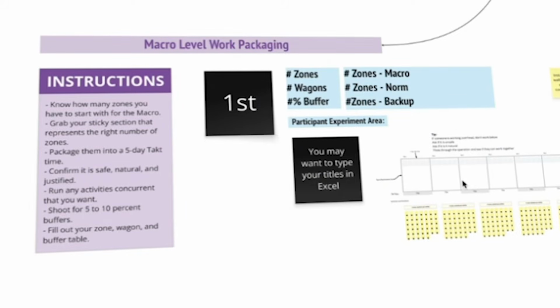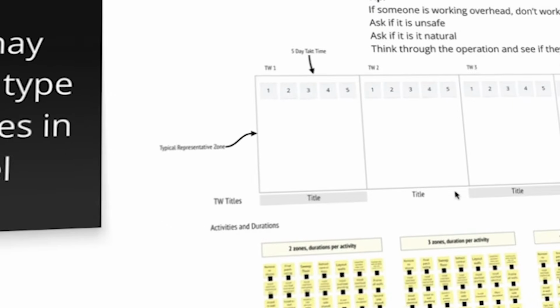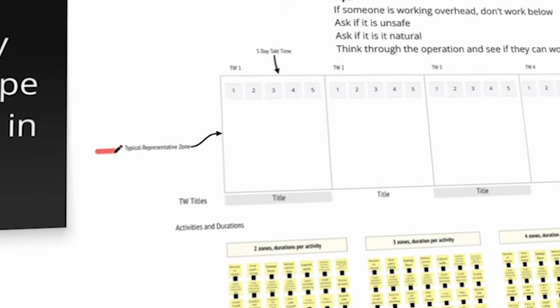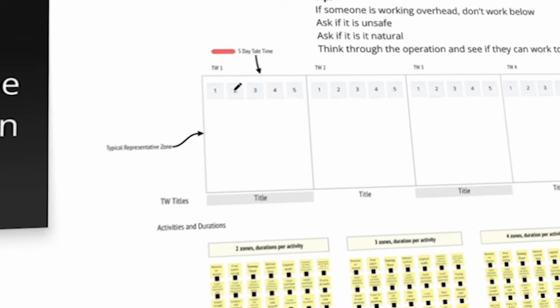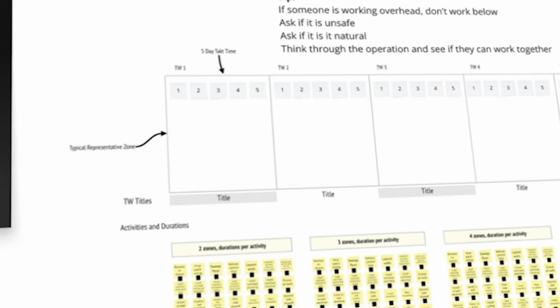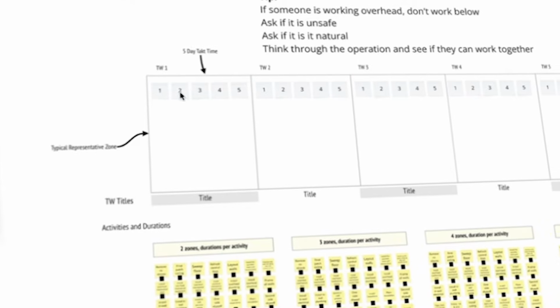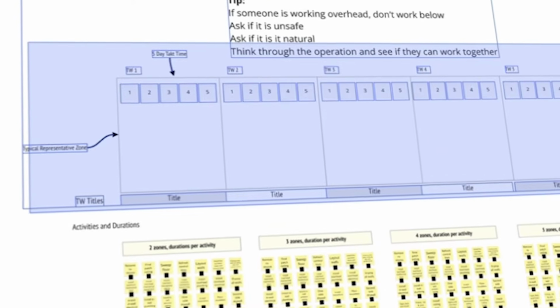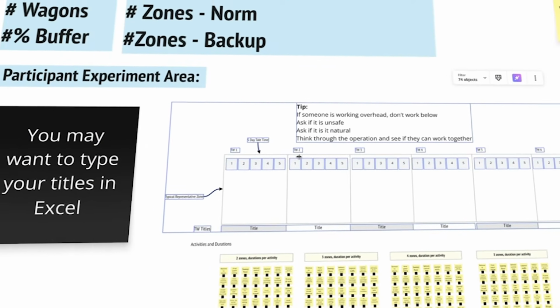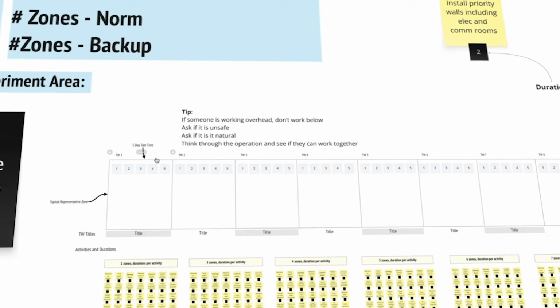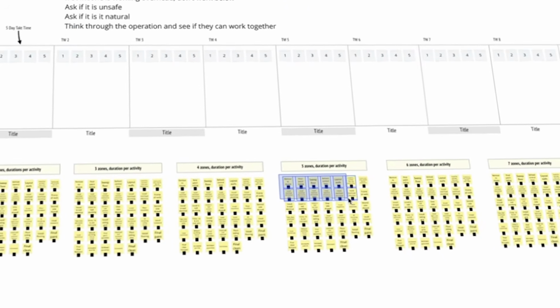Let me show you how this is to be done. So over here on the left, we have a typical representative zone size, which we've already identified. We're in the macro, so we're on a 5-day takt time, and we need to start to package these activities. So this isn't, what I mean is, an exact science. You're going to use some builder wisdom here. In the actual file, if you ever want to select some of these items and make sure that it's locked, you certainly can do that.